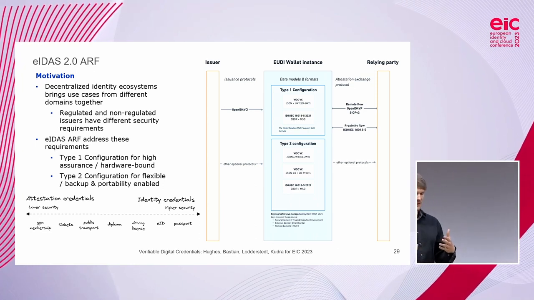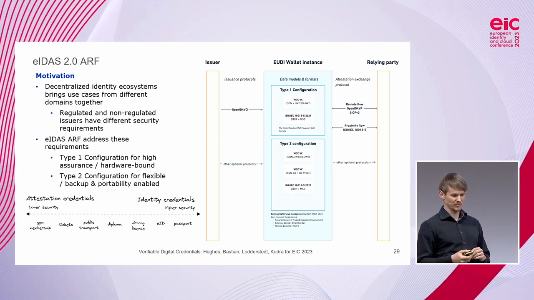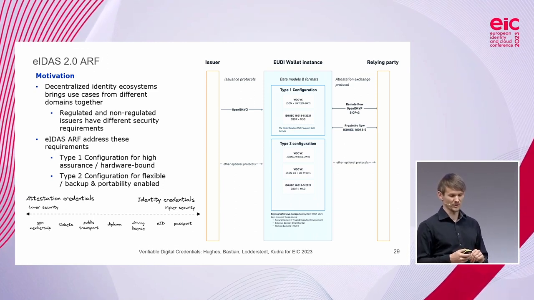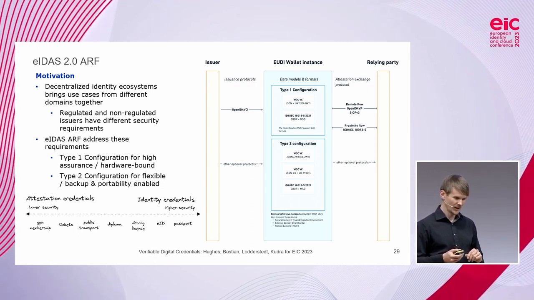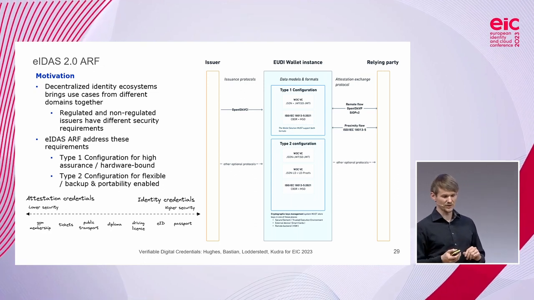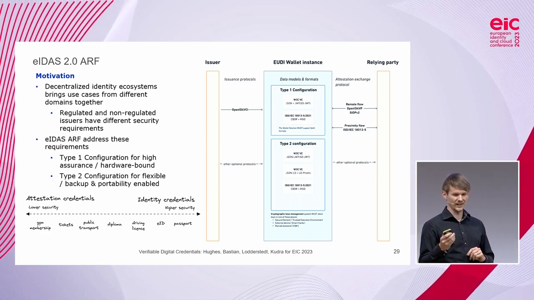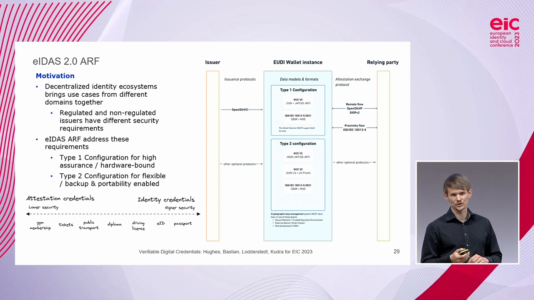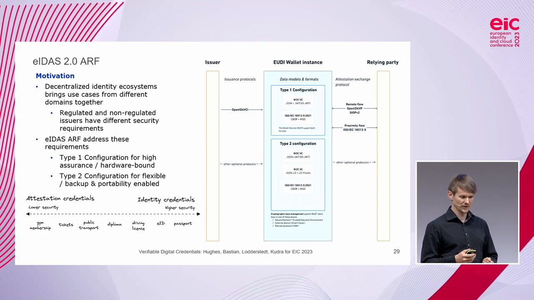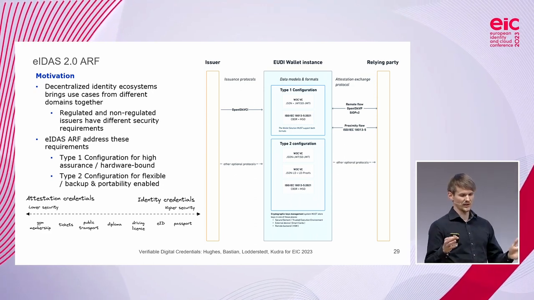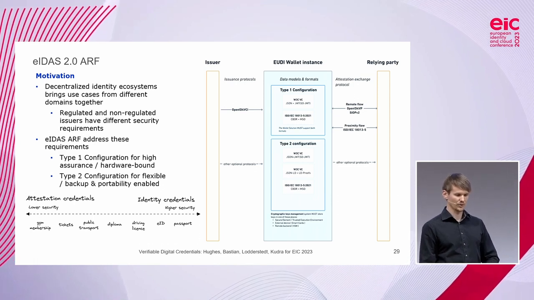But some of those use cases have lower security requirements than others. For example, for a gym membership, I don't need as much security as an issuer compared to an eID or a passport. So the regulated and non-regulated issuers have quite different security requirements. And this was also addressed by the eIDAS ARF, that's the Architecture Reference Framework that was published earlier this year. And it gives the first outline which technical standards should be used in eIDAS 2.0.